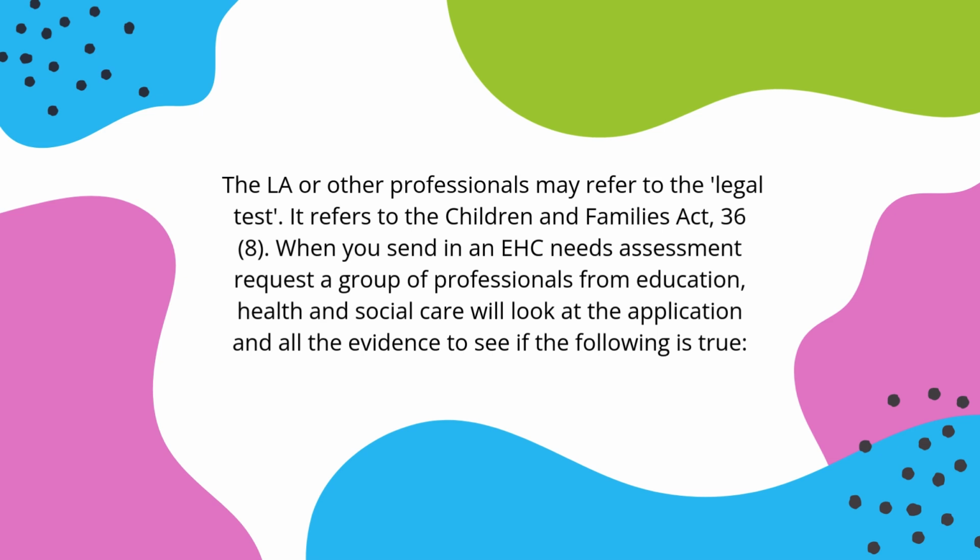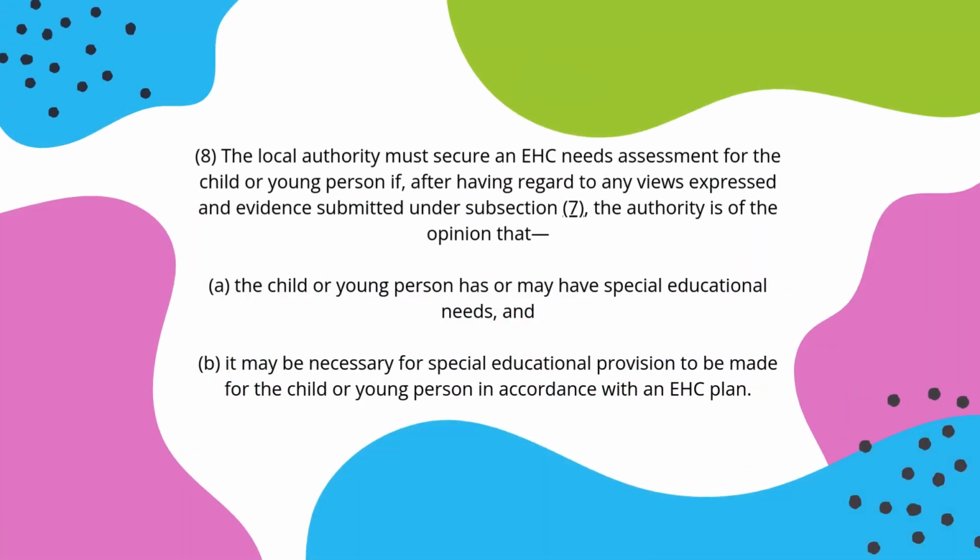When you send in an EHC needs assessment request, a group of professionals from education, health and social care will look at the application and all the evidence to see if the following is true. The local authority must secure an EHC needs assessment for the child or young person if, after having regard to any views expressed and evidence submitted under subsection 7, the authority is of the opinion that a. The child or young person has or may have special educational needs, and b. It may be necessary for special educational provision to be made for the child or young person in accordance with an EHC plan.